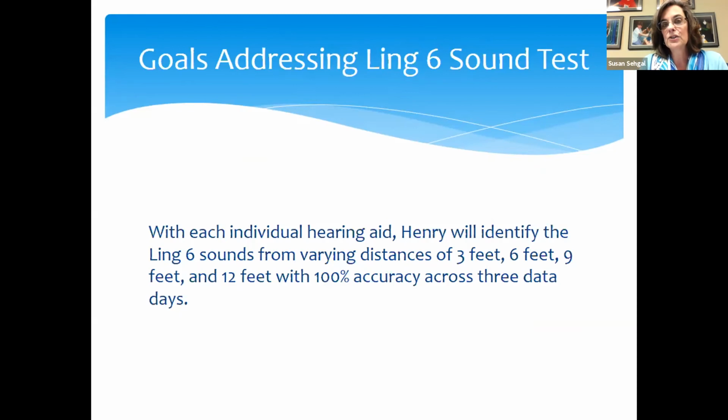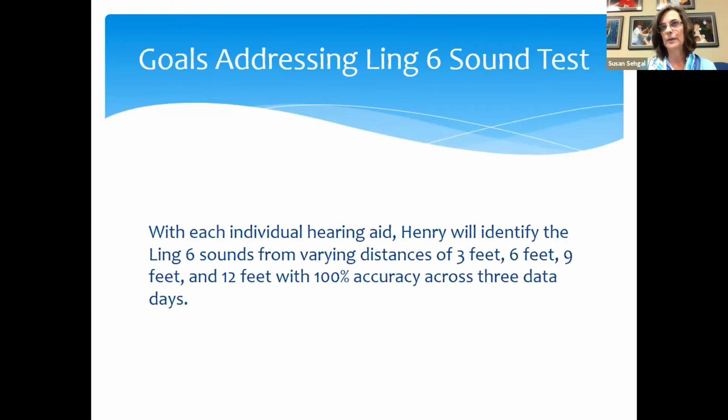So a potential goal for addressing the Ling 6 sound test is that with each individual hearing aid, Henry will identify the Ling 6 sounds from varying distances of 3 feet, 6 feet, 9 feet, and 12 feet with 100% accuracy across 3 data days. It's important to mention that this is just one goal. Children with bilateral cochlear implants or hearing aids can actually hear much further than 12 feet. So you're really working to find where that true threshold is.